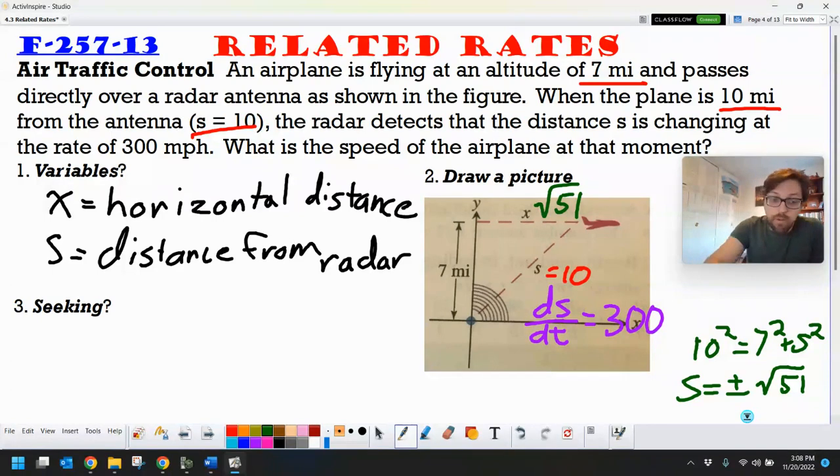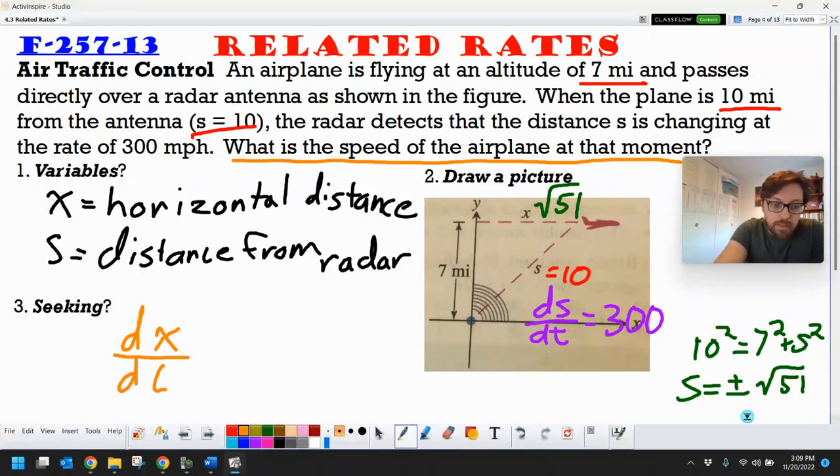Next, we need to interpret what we are seeking. So there's this final question: what is the speed of the airplane at that moment? So we need to figure out what is the change in that X value, because that is the speed of our airplane, dx over dt, change in time, because that'll give us miles per hour. Miles per hour, because that's based on what ds over dt is. This is miles per hour. So dx over dt will also return miles per hour.